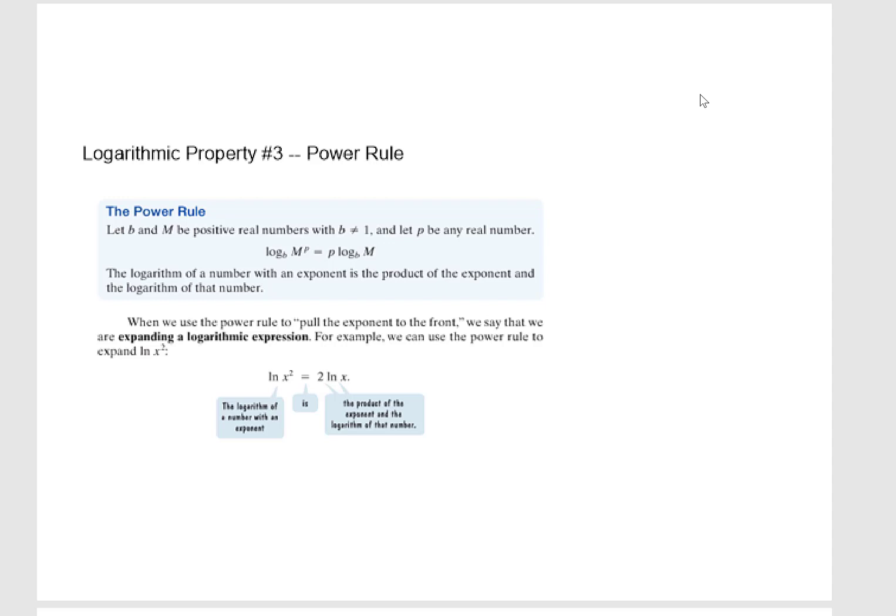This is 4.3 Logarithmic Properties, Part 2. Okay, so we covered Logarithmic Property 1 and Property 2, and now this is Property 3, the power rule.